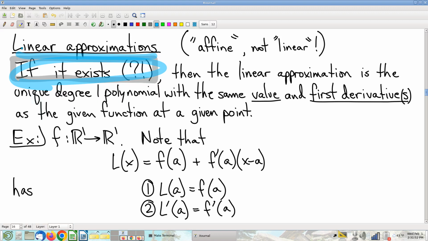But now I'm going to ask the question, how do we know if it exists? What should it even mean to say that the linear approximation is in fact a real linear approximation? And how do I know, other than extensive ugly work, if a linear approximation actually is what we claim it is?